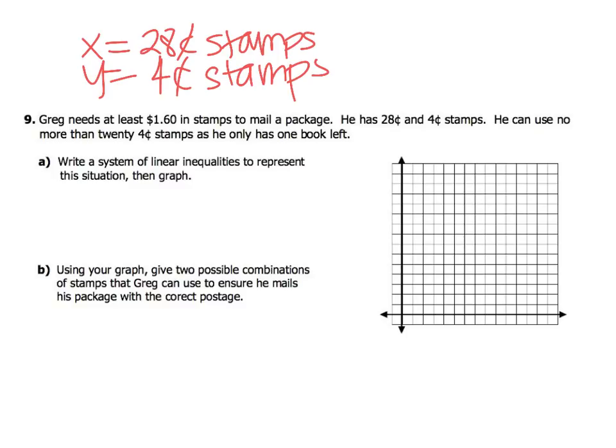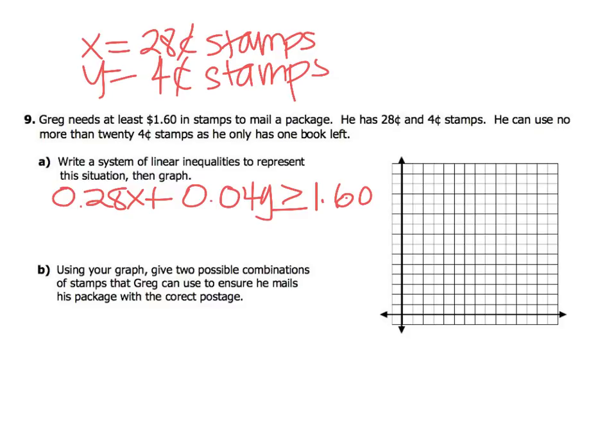All right, and what we would want to do is write an inequality that represents this value. So we know that each 28-cent stamp is worth 28 cents. So we would say 0.28 times x, the number of 28-cent stamps, plus we know a 4-cent stamp is 0.04 times y, the number of 4-cent stamps, has to be at least, so greater than or equal to $1.60. Okay, that is our first inequality that we need. All right, that's one that represents the value.